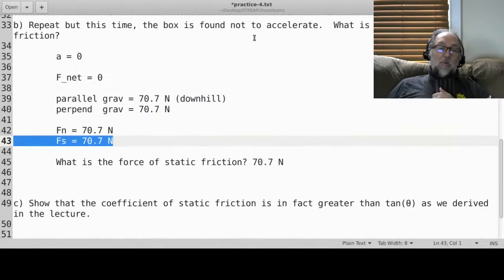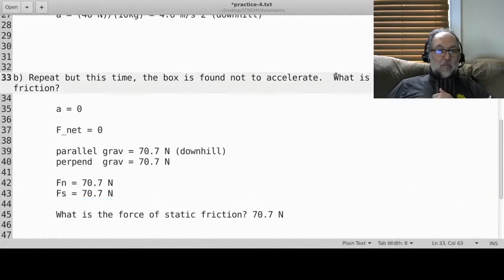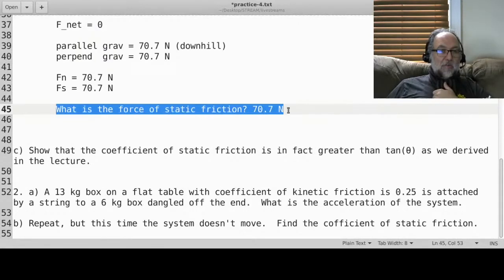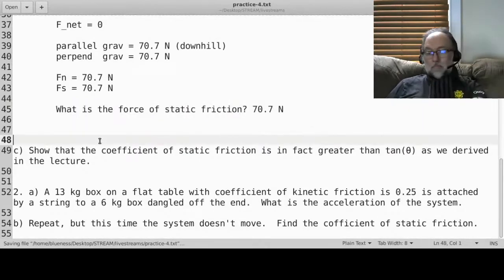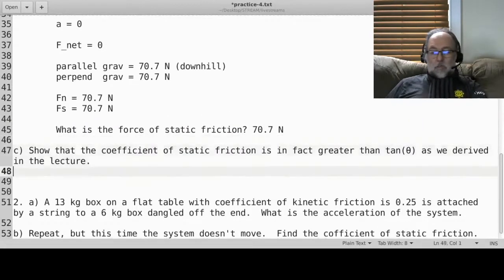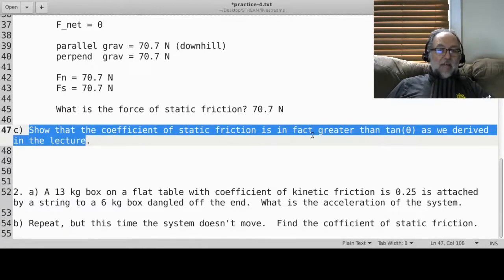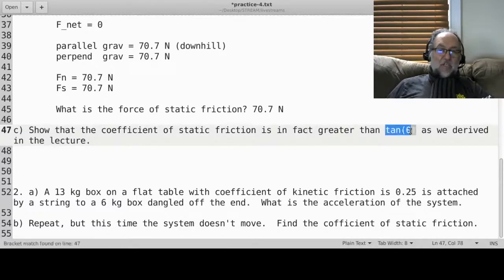And so we can answer the first question. The first question is, what is the force of static friction? And it turns out that the force of static friction is 70.7 newtons. The next question was, show that the coefficient of static friction is in fact greater than tangent of theta.